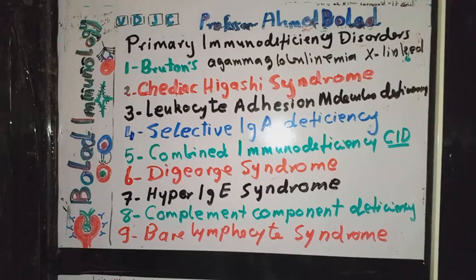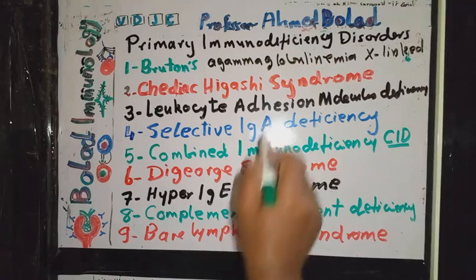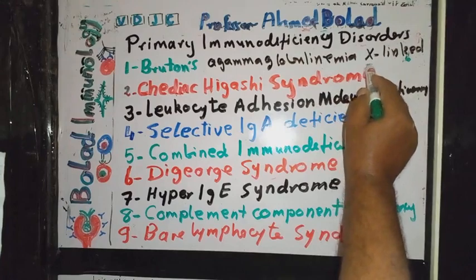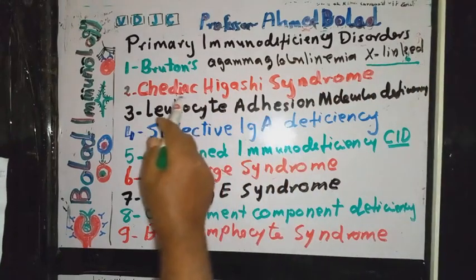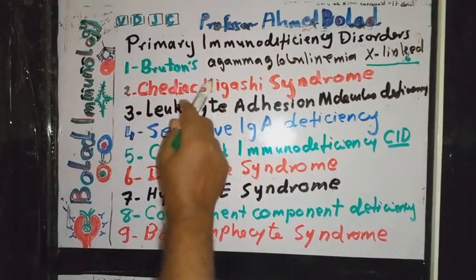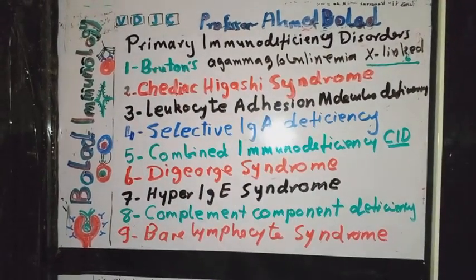antibodies. And of course, this may be associated with infection in the body, maybe skin infection, oral candidiasis or oral ulceration, and gingivitis. So it is X-linked. This disorder, Bruton's agammaglobulinemia, is X-linked.